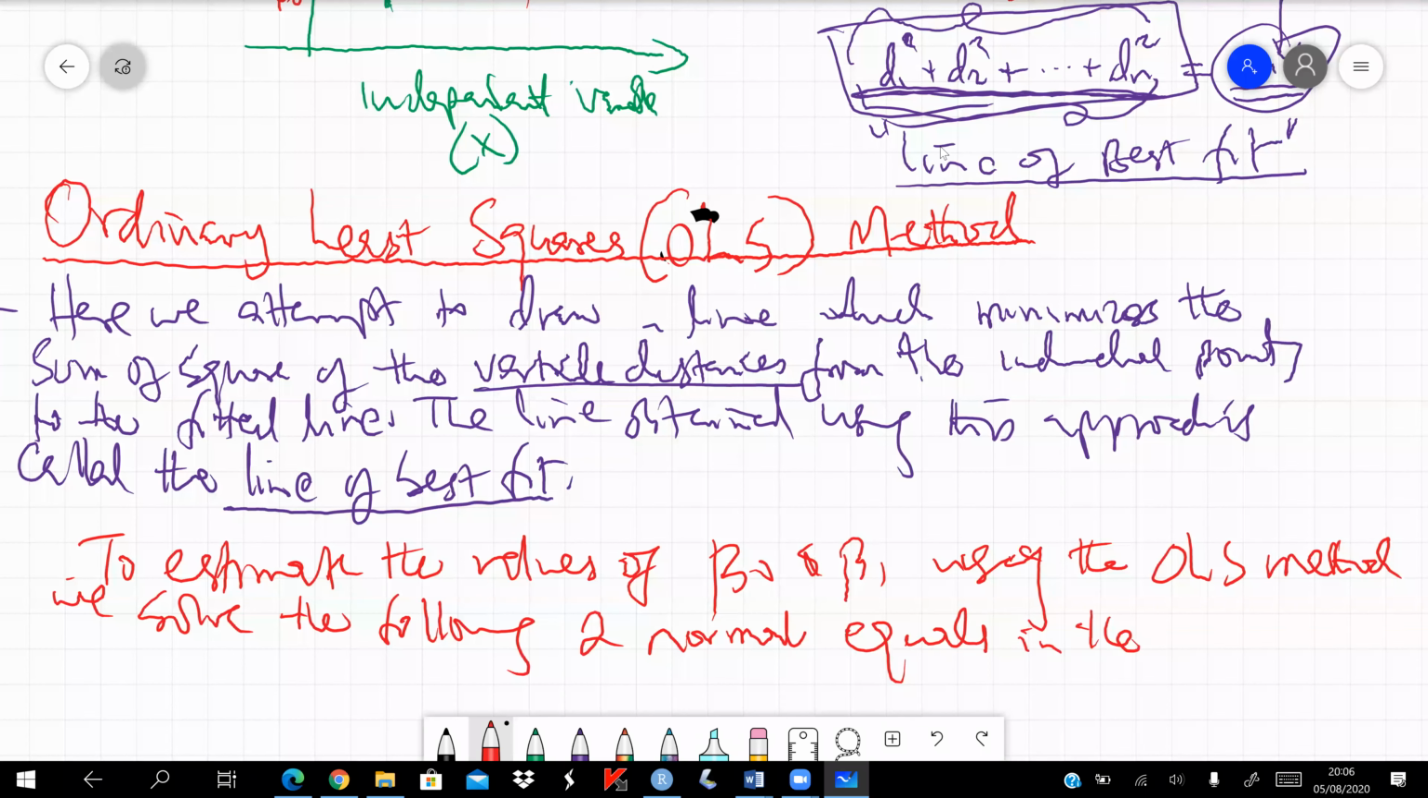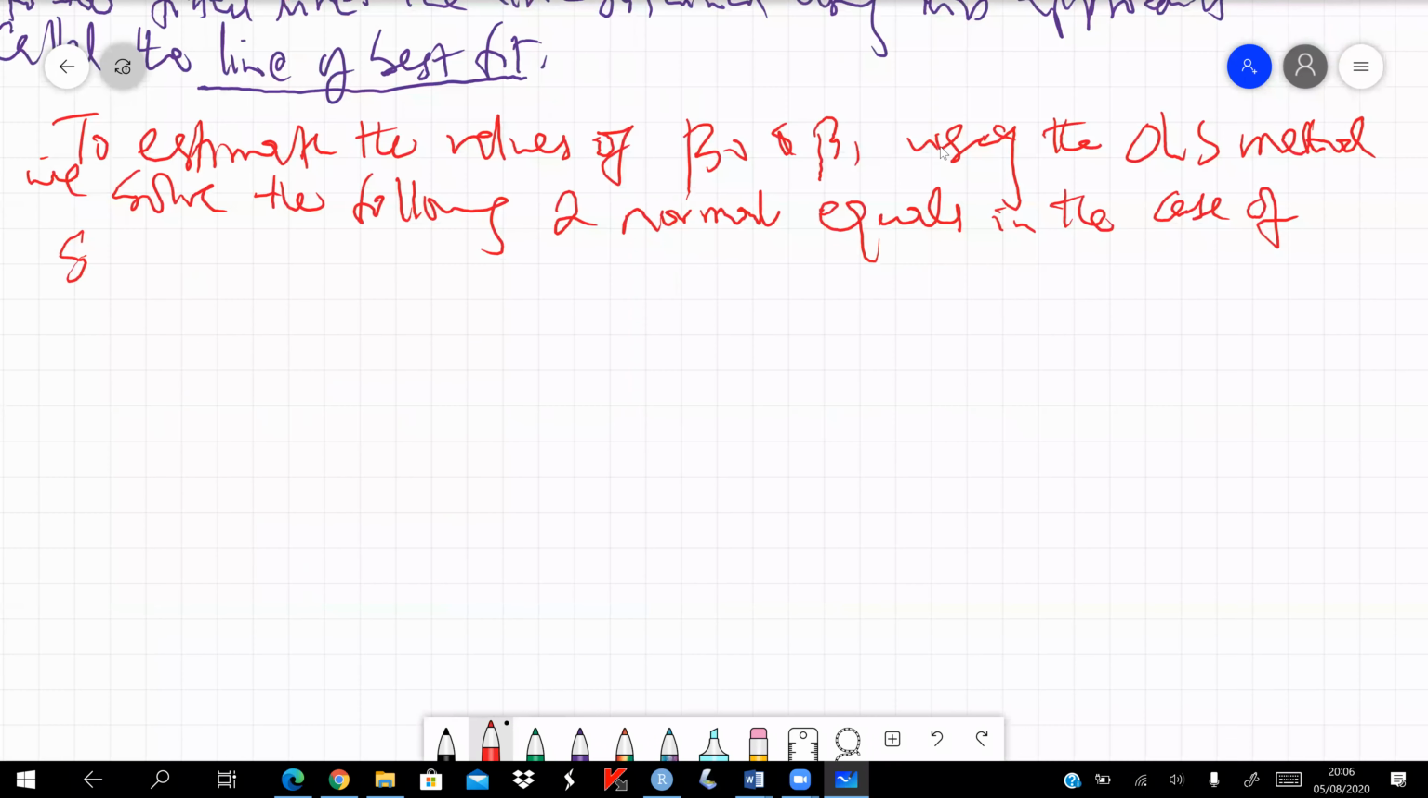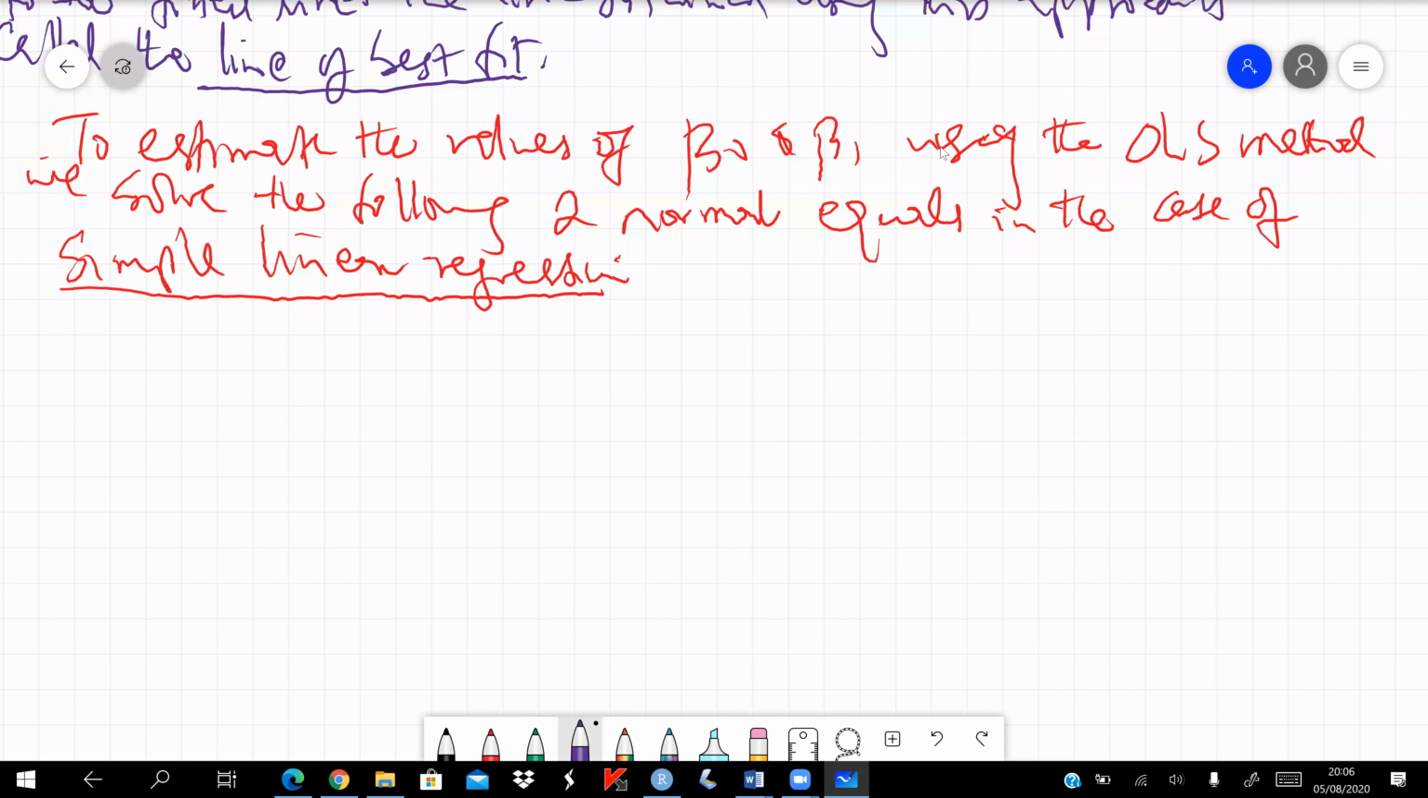In the case of simple linear regression, we have only two variables, x and y. So we solve some very simple equations called the normal equations. They are linear equations, which we solve simultaneously.